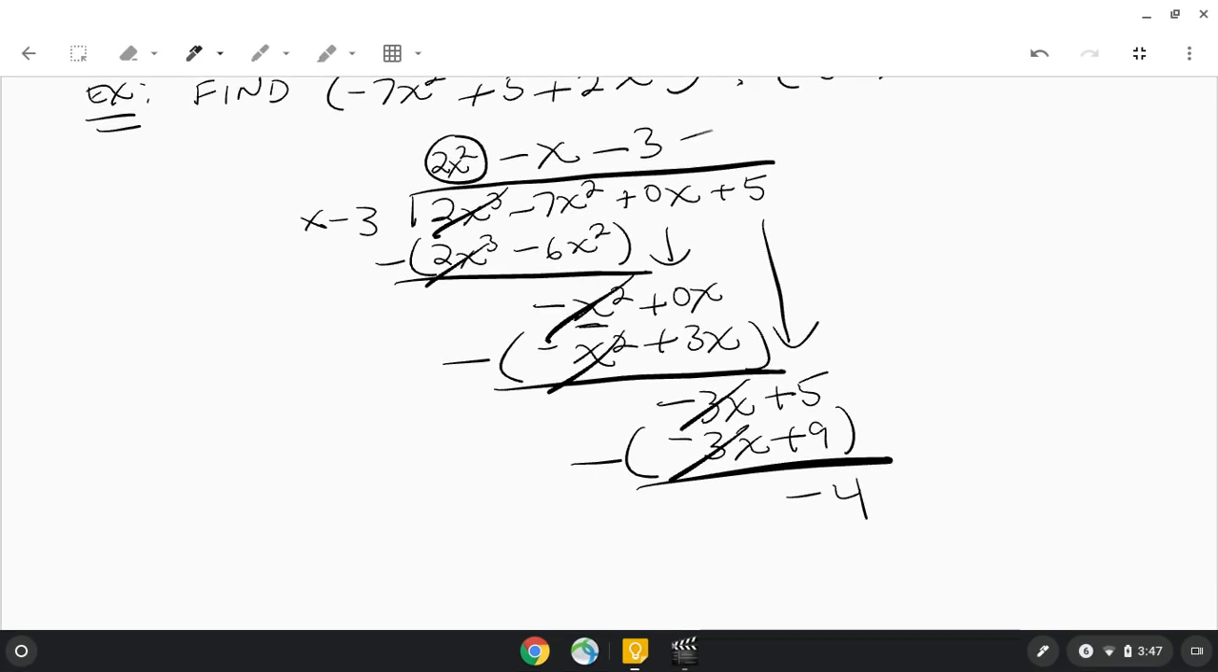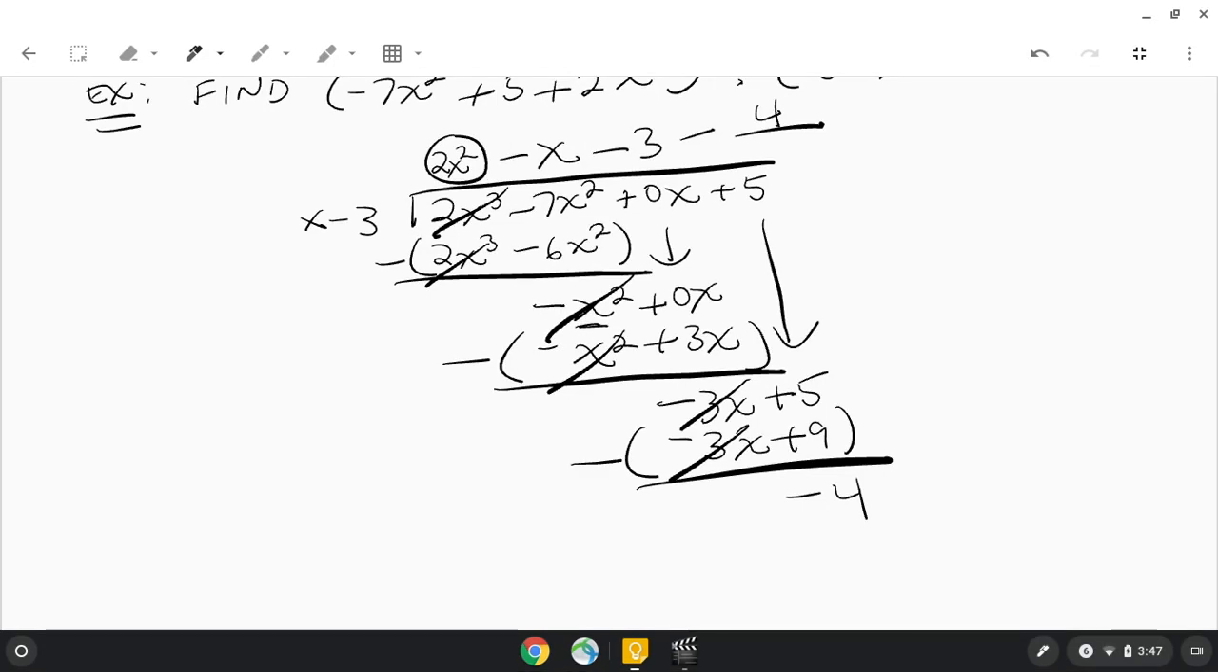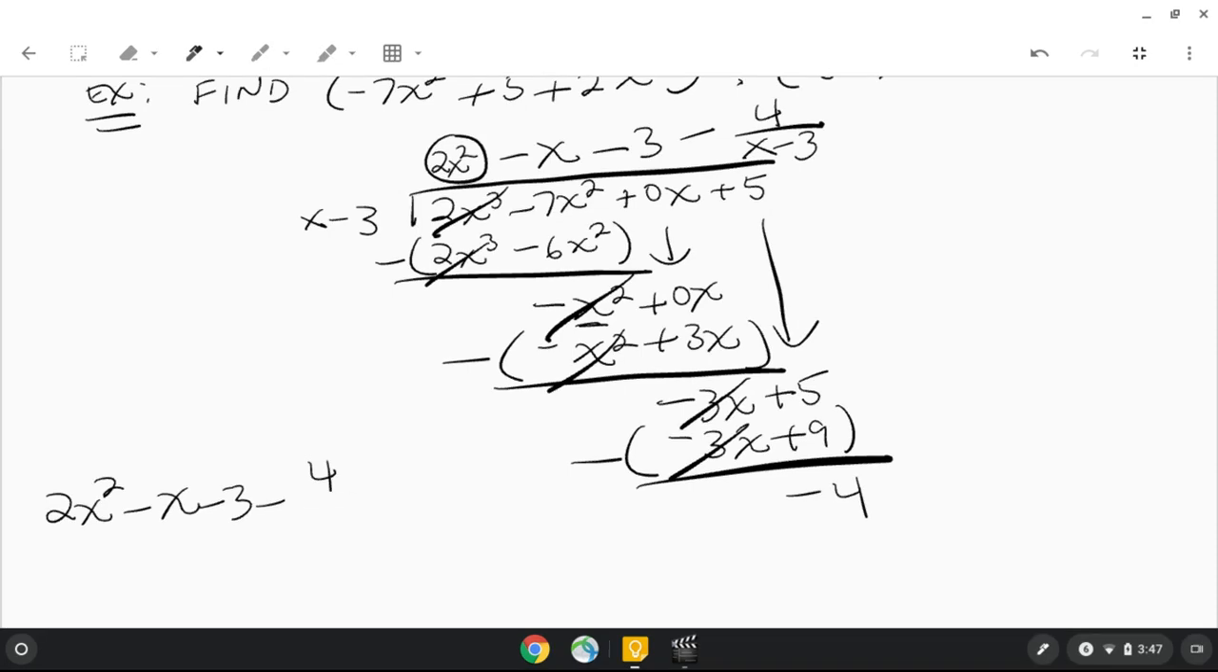So we write it up here, negative 4 over what we're dividing by, which is x minus 3. That's our answer: 2x squared minus x minus 3 minus 4 over x minus 3.